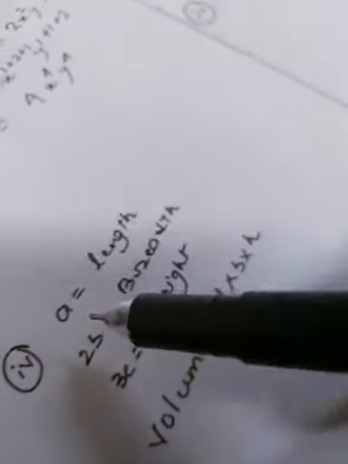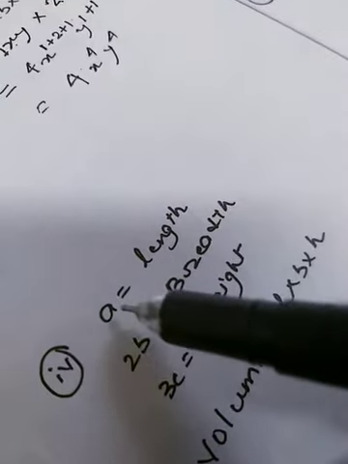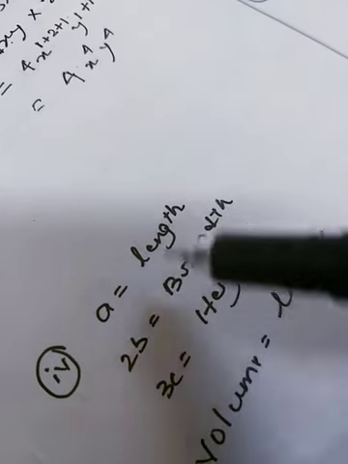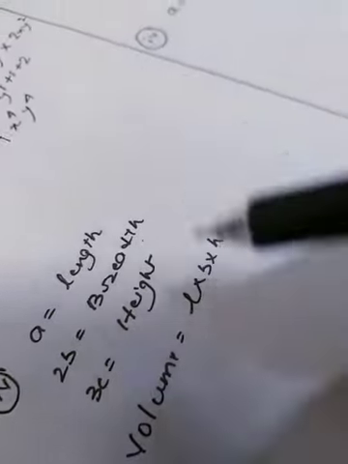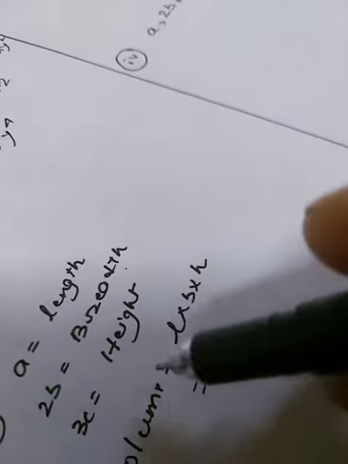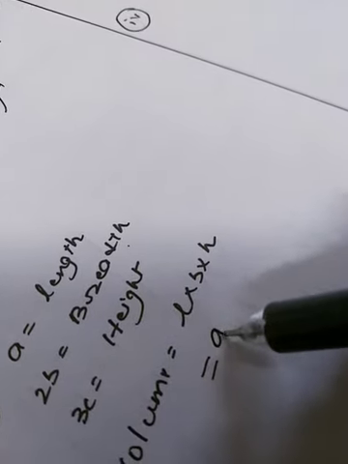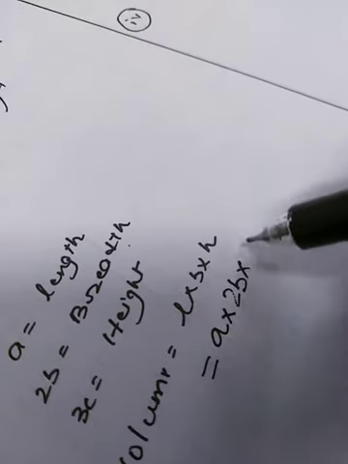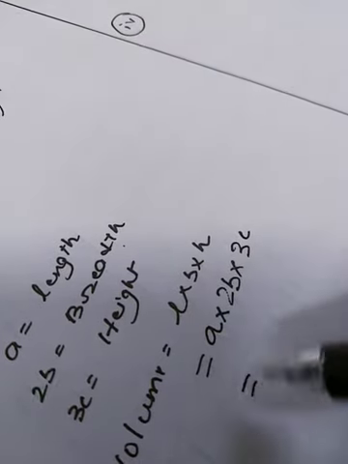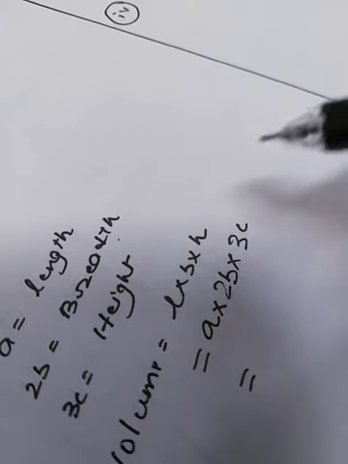Let's move on to sum number 4. In sum number 4, again 3 expressions are given. The first expression, a, will be considered as length, 2b as breadth, and 3c as height. Again we have to find the volume, that is length into breadth into height. In place of length we'll put a, in place of breadth 2b, and in place of height 3c. Now we have to multiply the sign. We have all positive signs, so the answer will be positive.